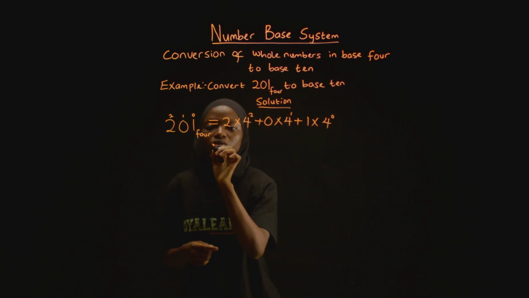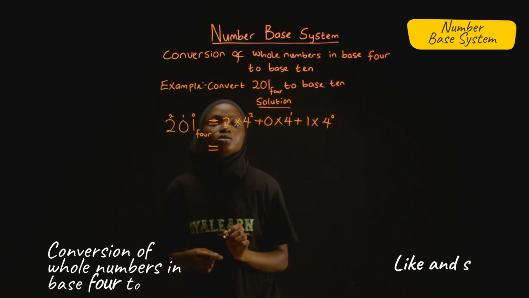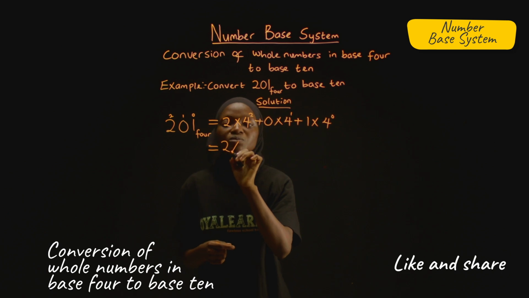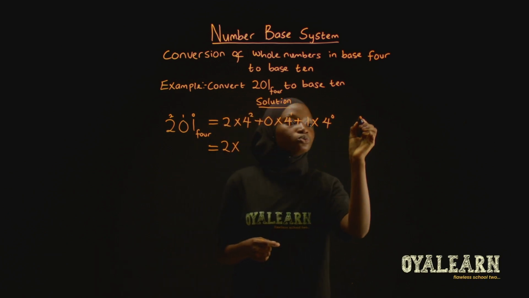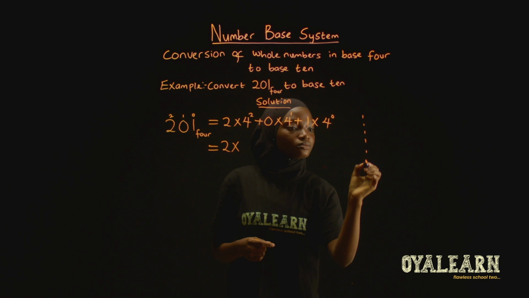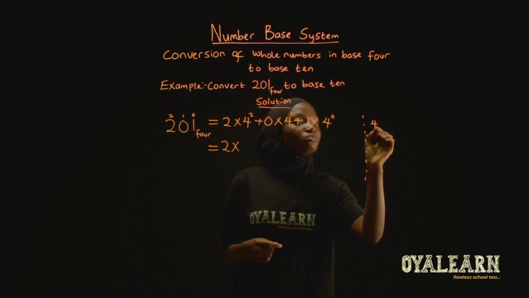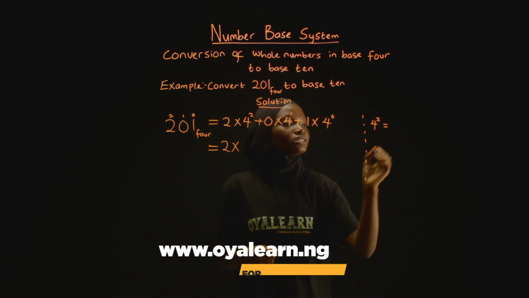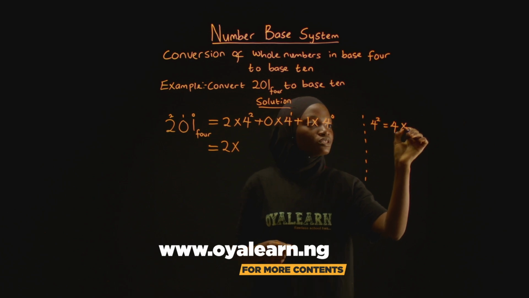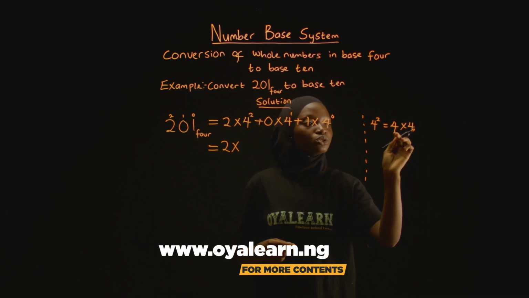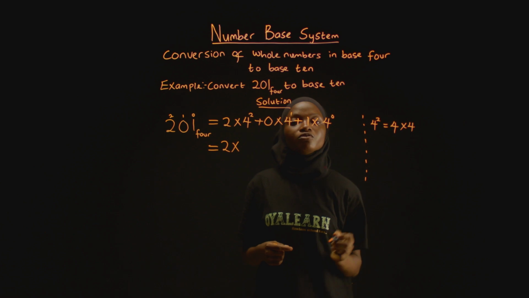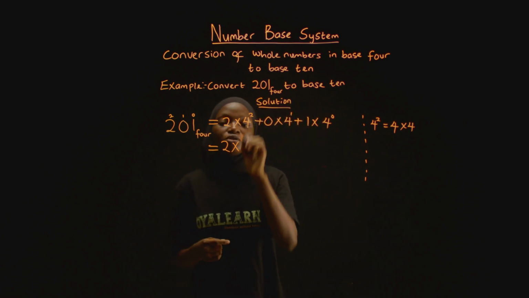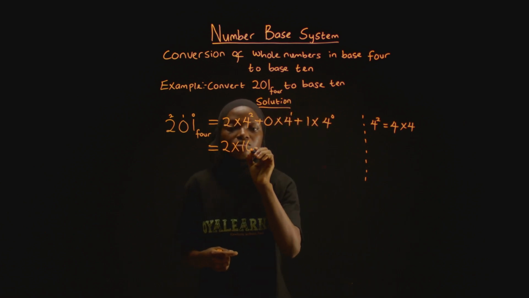Then we can simplify further. Equals 2 multiplied by 4 raised to the power of 2. Let's do that at the side. 4 raised to the power of 2. That means 4 times 4, 2 places, 1, 2. 4 multiplied by 4, that's 16. So that means our 4 raised to the power of 2 here is 16.